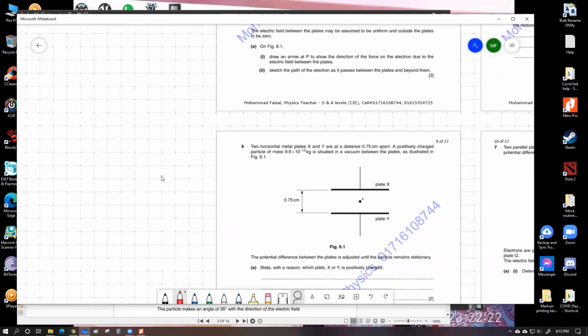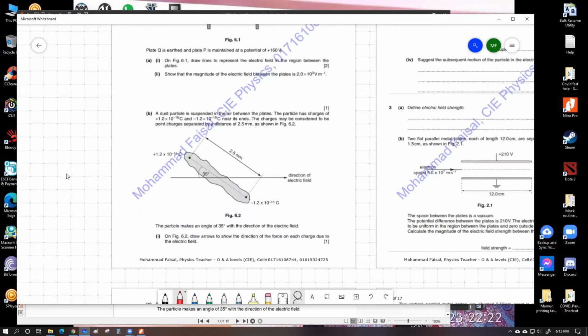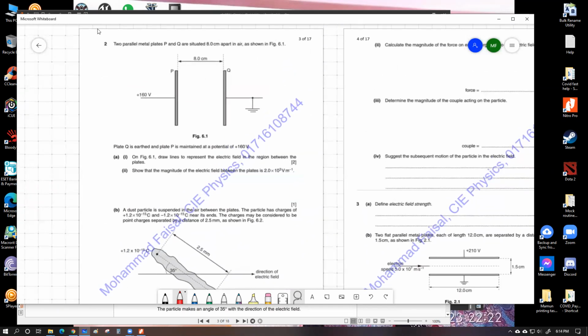So I was interested in this one. The important part that I want to show you, the calculation part is actually really simple. It says two parallel plates P and Q are situated 8 centimeter apart in air, as shown in figure 6.1. Plate Q is earthed and plate P is maintained at a potential difference of plus 160 V. On figure 6.1, draw lines to represent the electric field in the region between the plates.